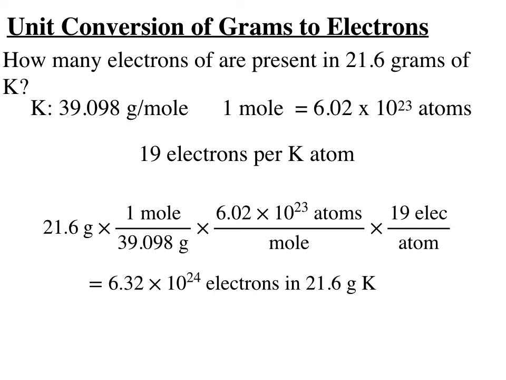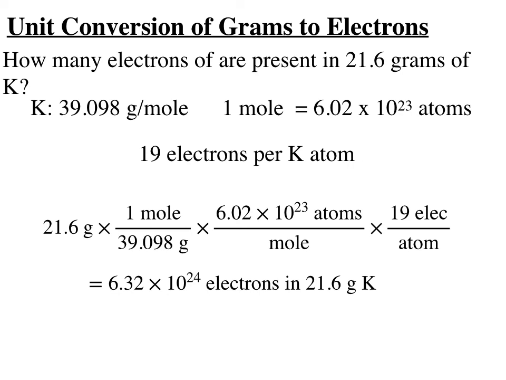If I stop there, my answer would be in atoms of potassium, but I wish to find the electrons in those atoms, so I turn to the periodic table. Since potassium is atomic number 19, a neutral potassium atom has 19 electrons. 19 electrons per atom constitute a conversion factor, which I line up with the atoms on the bottom, the electrons on the top. So notice before we do the numbers, the gram units are gone, the mole units are gone, the atom units are gone. The answer comes out in electrons. So if the units line up correctly, so do the numbers.